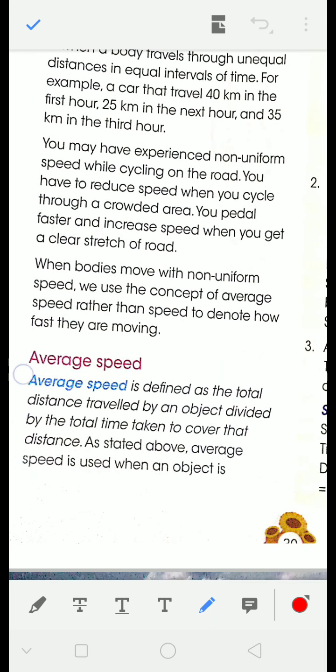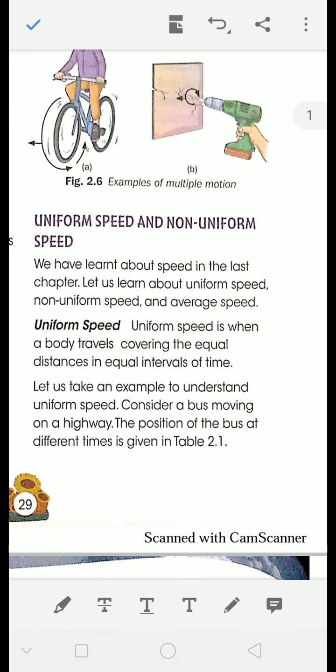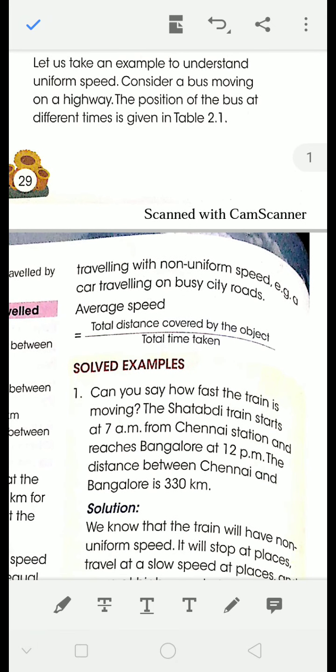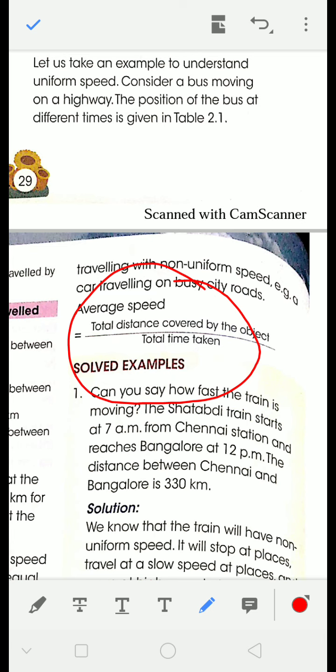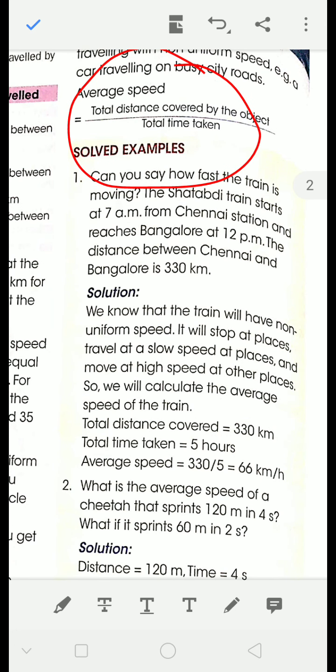Now, average speed. Average speed is what? Average speed means total distance travelled by the body divided by total time taken. As you can see, the formula is given here. Average speed is equal to total distance by total time taken. So let us see one example given.